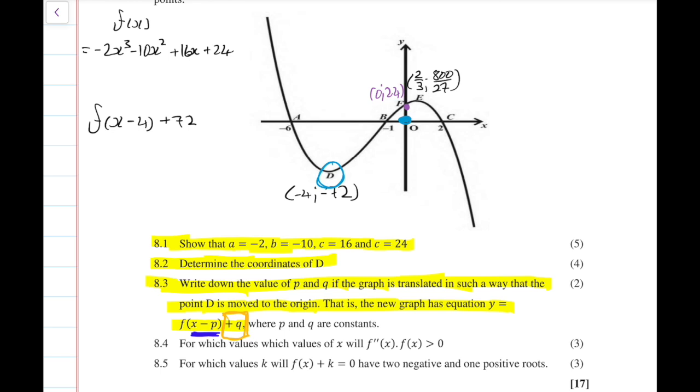Okay, now 8.4. Oh, this is really good. So 8.4, it says, for which values of x will the second derivative times the original be greater than 0? Okay, now this is a very, very important question.